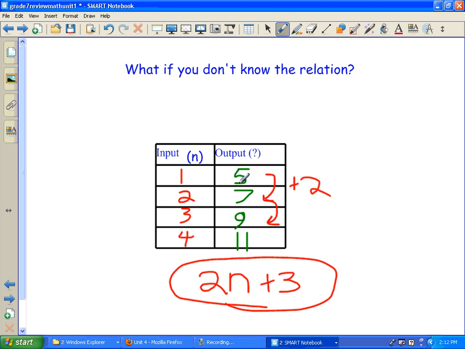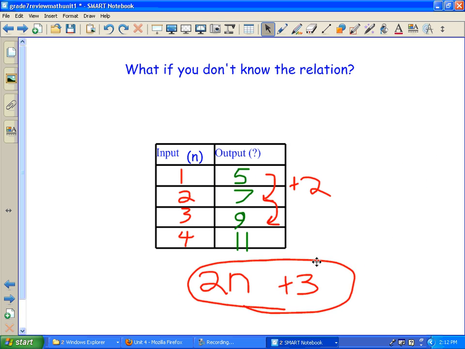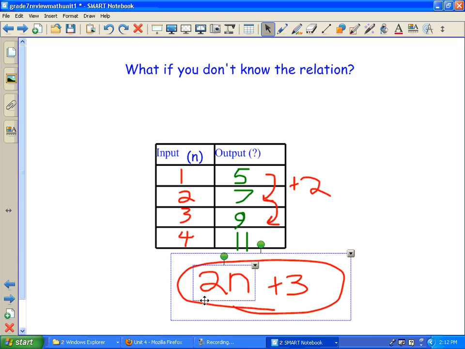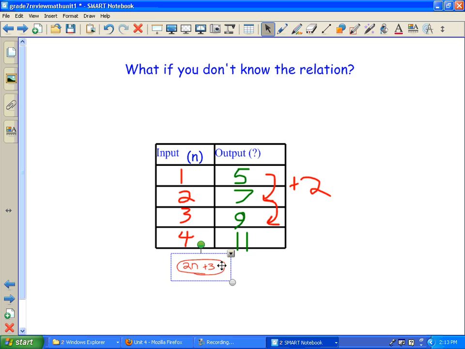to get 5. So let's try number 2 and see if that works. If we put 2 in for n, it's going to be 2 times 2, which is 4, plus 3 more is 7. And sure enough, that will be our output. So now we can take this and shrink it down and put it right up here for our output. So there's our output right there: 2n plus 3.